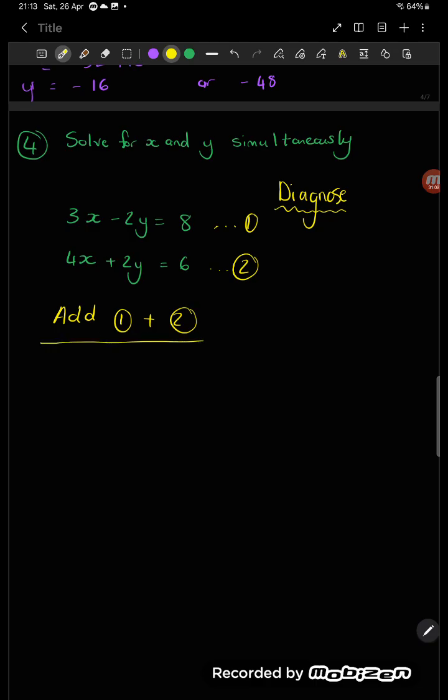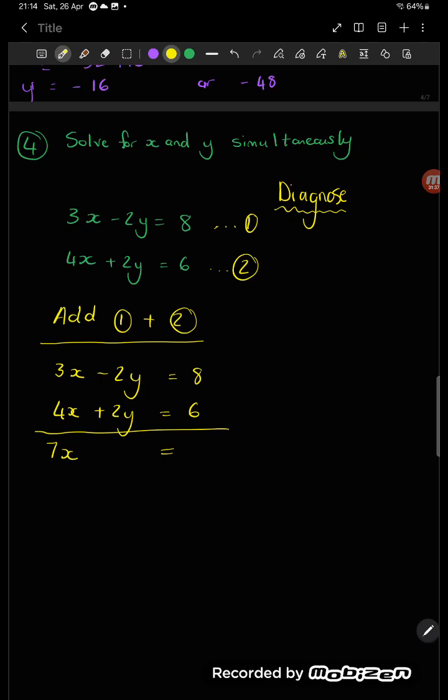Remember to tell your teacher where you're going, because then you can get all the marks that you are due. Okay, so I put them on top of each other again. 3x minus 2y equals 8, and 4x plus 2y equals 6. And I'm going to add this. 3 plus 4 is 7. Minus 2 plus 2 is no y.